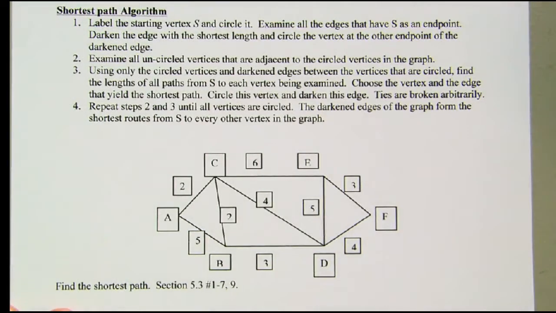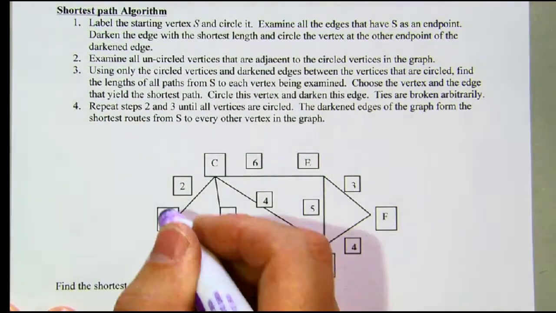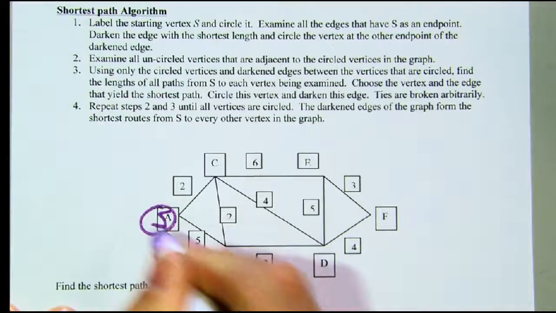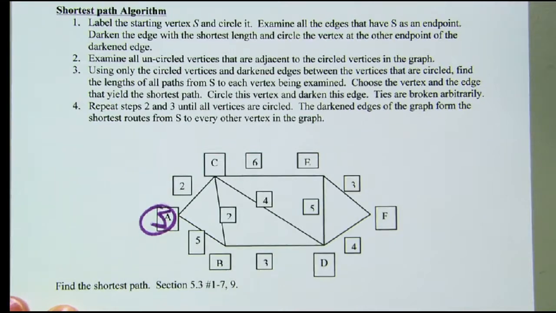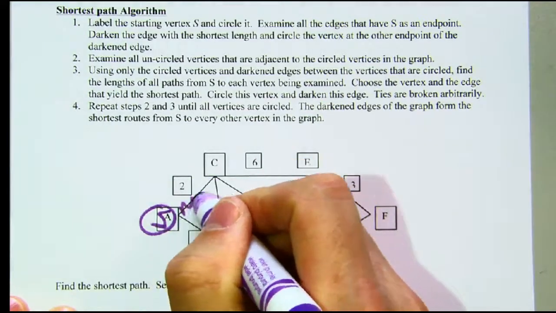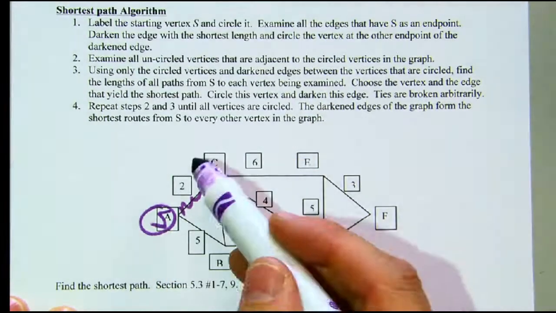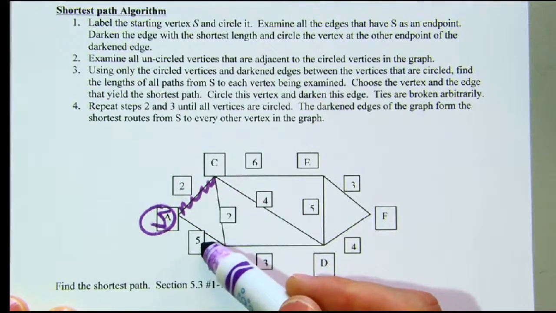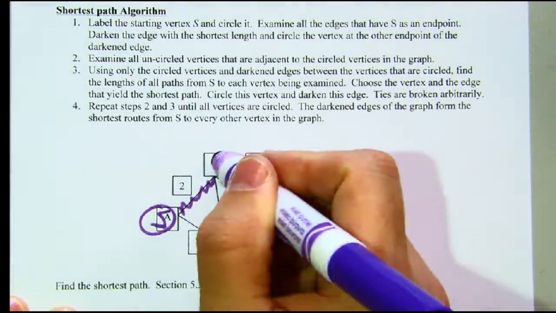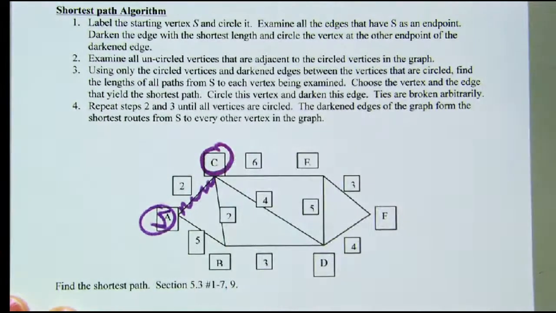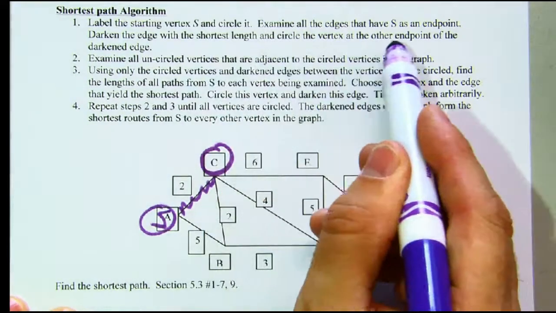The first step says label the starting vertex S and circle it. So I'm going to call this S and circle it. Then you darken the edges that are the shortest length from S to any other subsequent vertex. So we're going to go from here to here because this is a 2. Compare that to 5. Yes, the 2 is the shortest, and so I darken that edge. When I darken that edge, I circle the vertex. And that's all in step number 1.